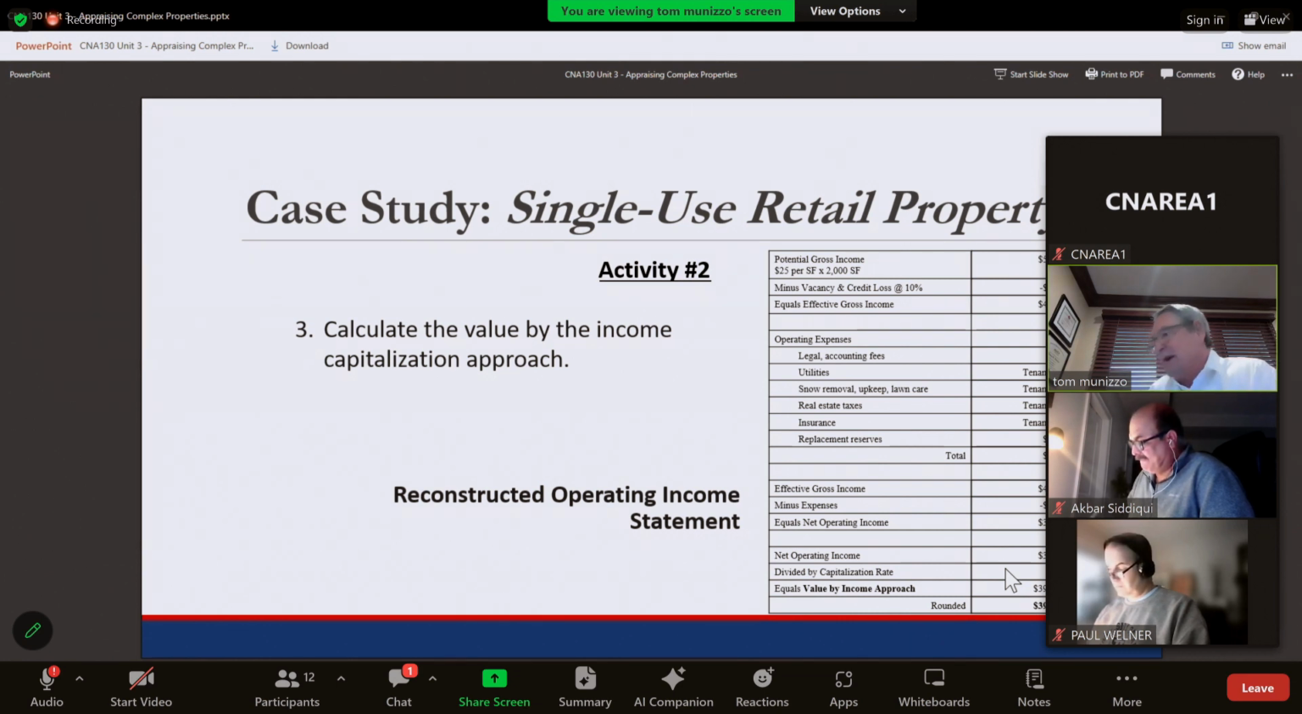Some appraisers would round it down maybe to 390, depending on what their other approaches to value said. Pretty straightforward operating income statement on here, but it clearly shows you the effects of a triple net lease and how that's applicable. It shows you how it distinguishes the difference between potential gross income, effective gross income, and how you arrive at your net operating income. Any questions, comments, concerns? All right, you guys are awesome.